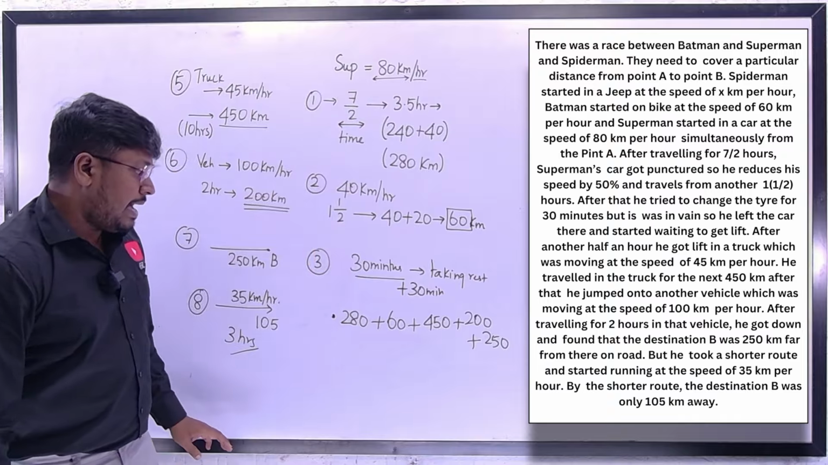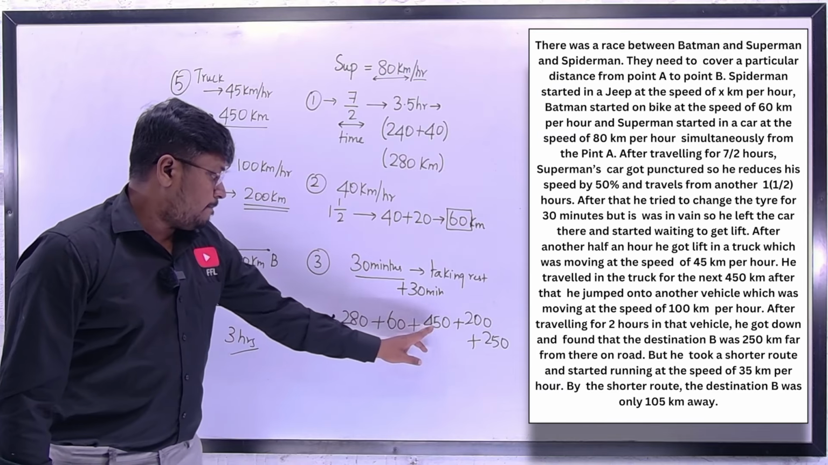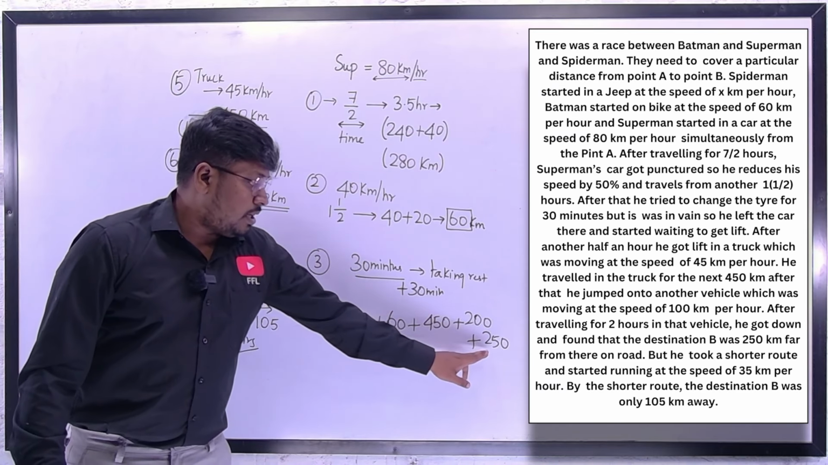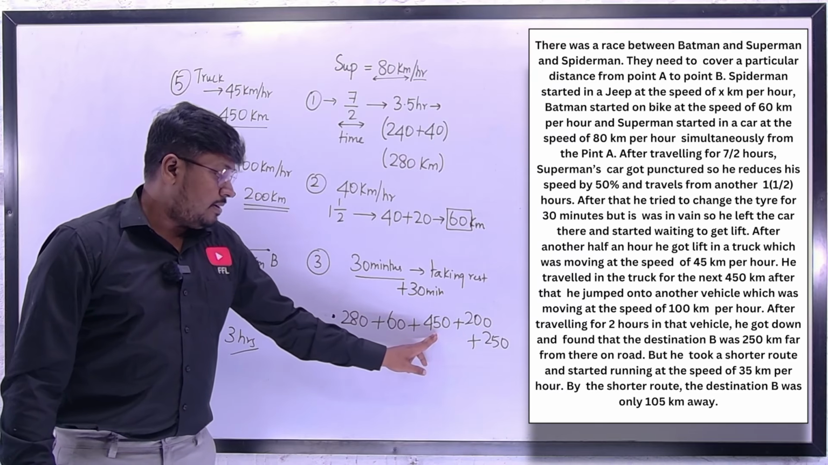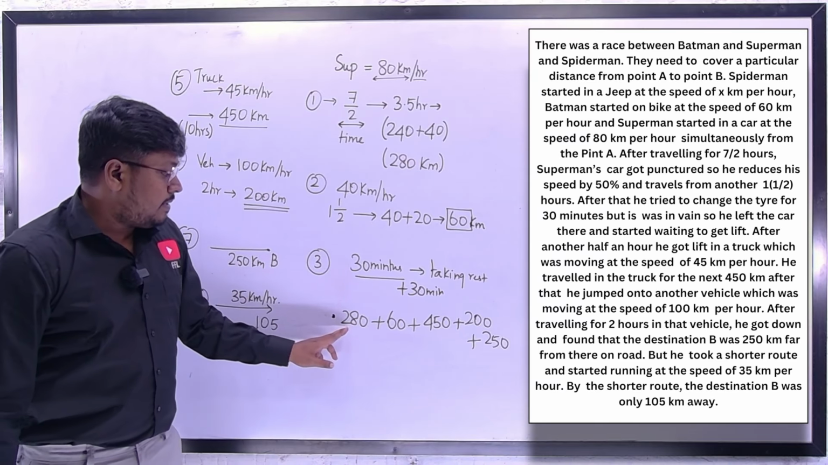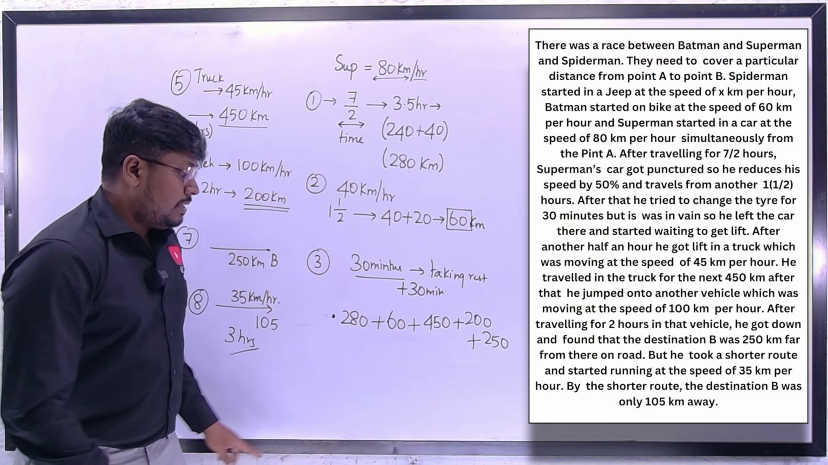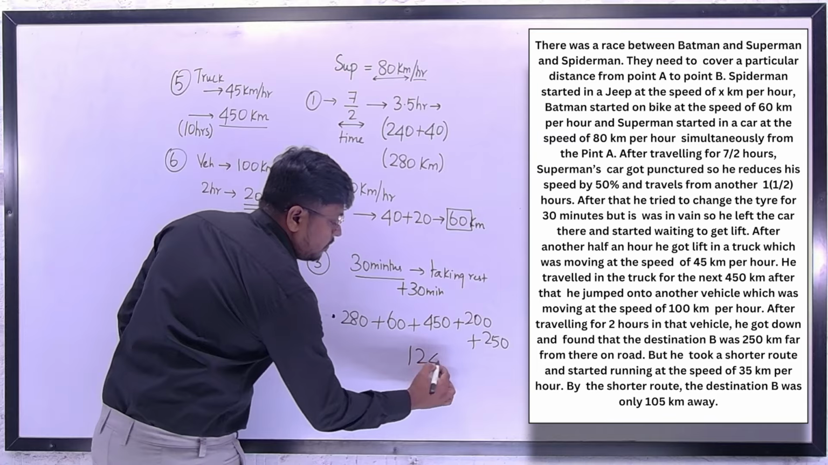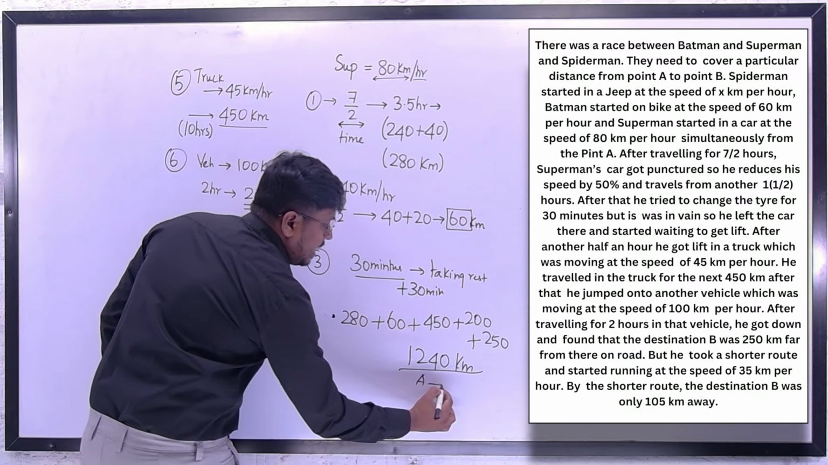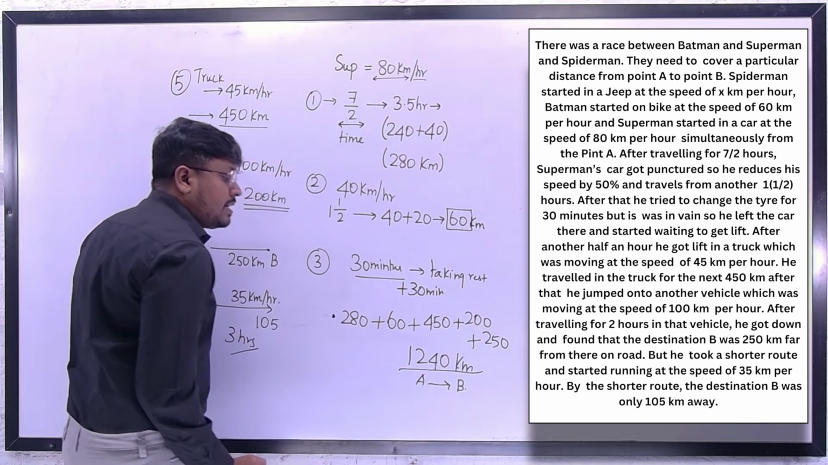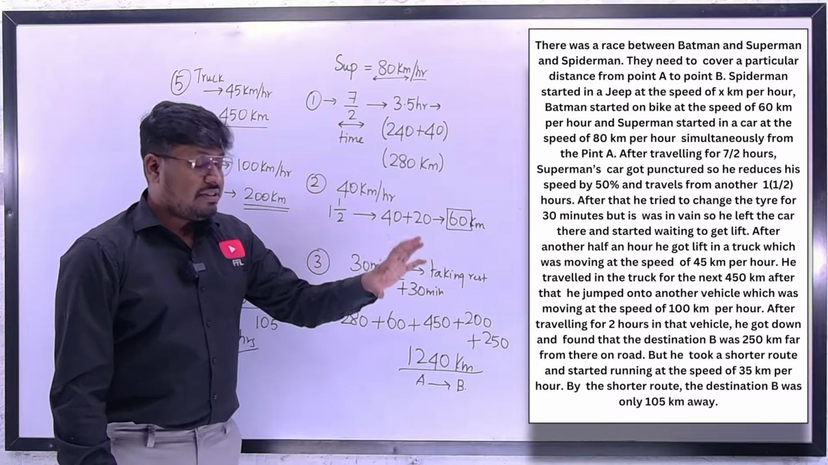So now let me add all the values. So 400, right, this will be 450. So 450 will be 900. So 900, 1100, 1240. So 1240 is what? It is the total kilometers from point A to point B. Friends, understood? So this will be the total distance that we were able to figure out from the given passage.